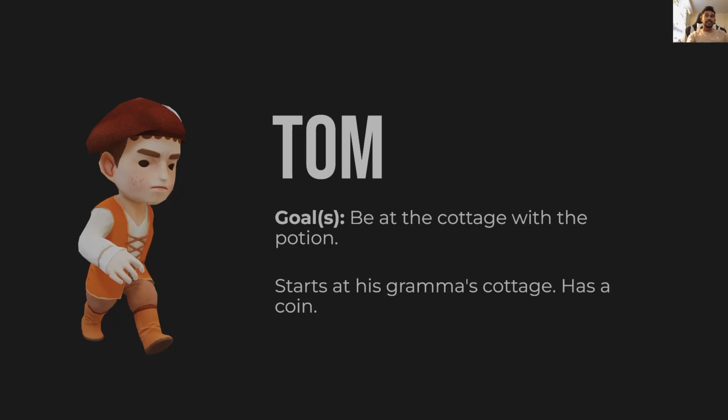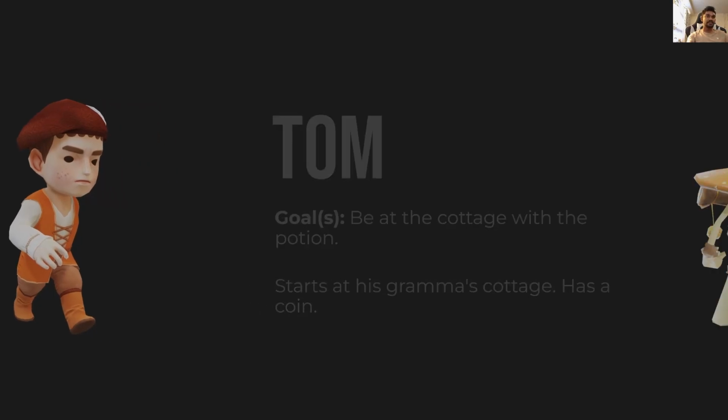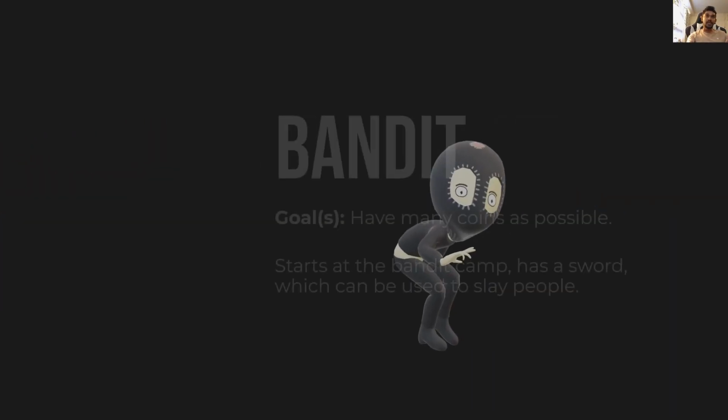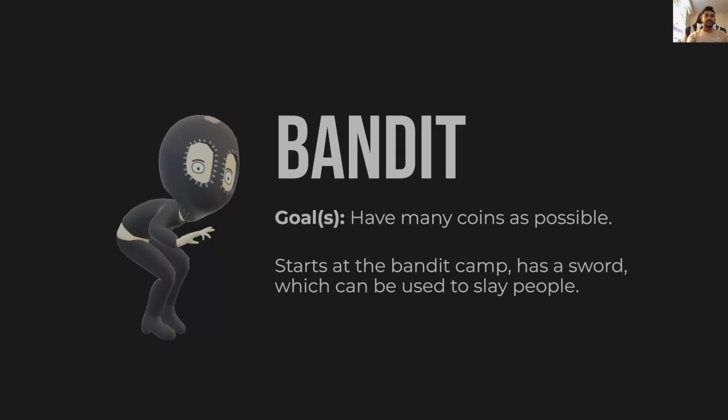As I told you earlier, each agent in this story has a goal or multiple goals that need to be achieved. Tom wants to heal his grandma by being at the cottage with the potion. The second character is the merchant, and the merchant's goal is to have as many coins as possible without being a criminal. The third character is the bandit, and the bandit needs to have as many coins as possible. The bandit starts at the bandit camp and has a sword which he can use to slay people.